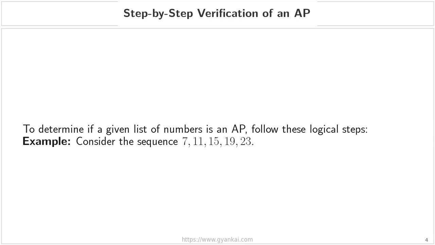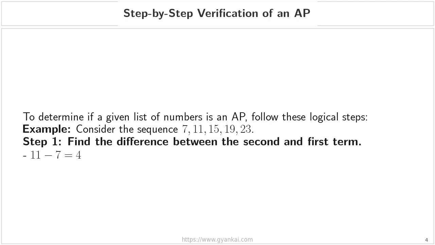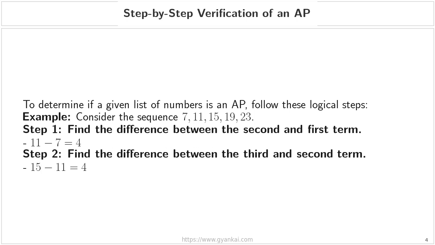Consider the sequence 7, 11, 15, 19, and 23. To check if this is an AP, we follow a logical series of steps. Step 1, we find the difference between the second term and the first term. When we subtract 7 from 11, we get 4. Step 2, next, we find the difference between the third term and the second term. Subtracting 11 from 15 also gives us 4.